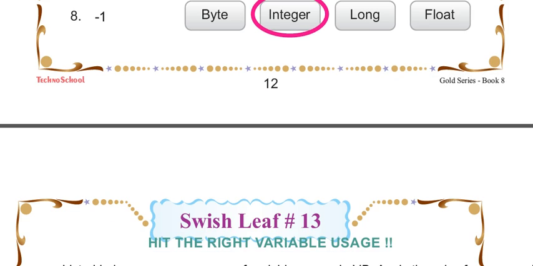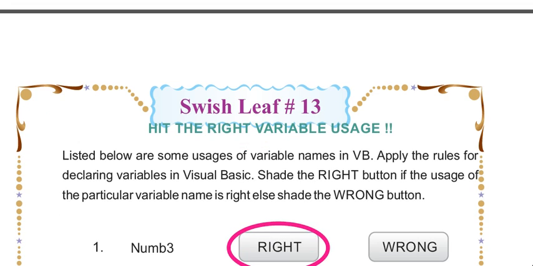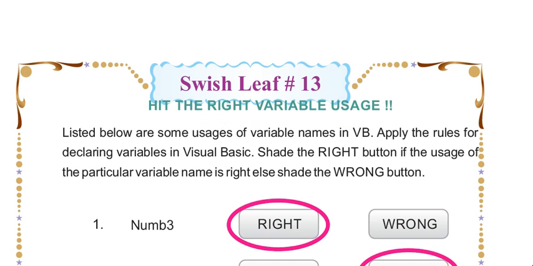Next exercise, page number 13. Pick the right variable usage. Listed below are some usages of the variable names in VB. Apply the rules for declaring variables in Visual Basic. Shade the right button if the usage of the particular variable name is right. Else shade the wrong button.